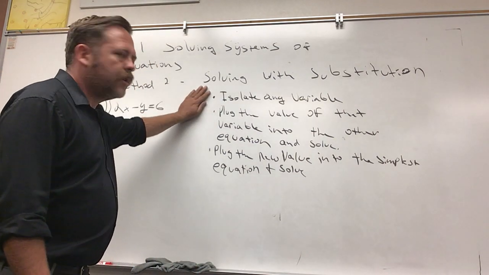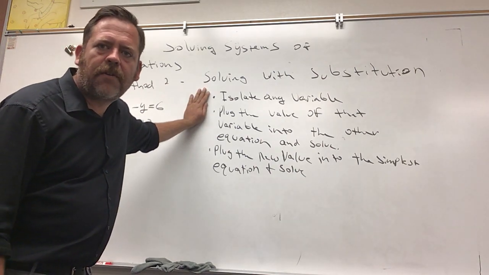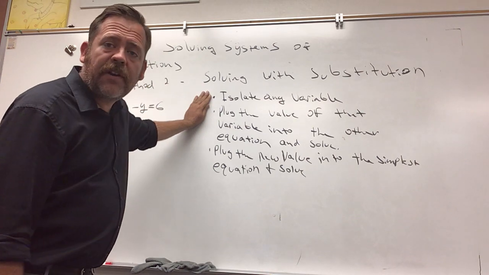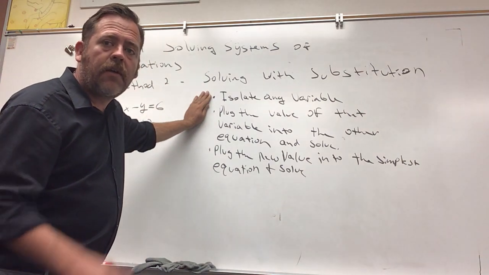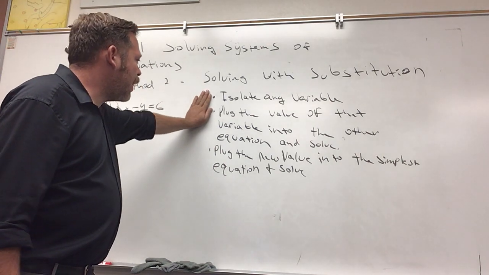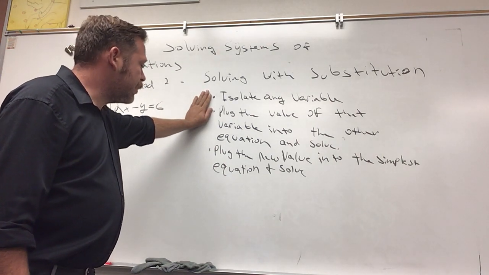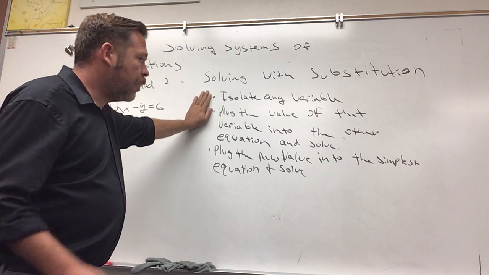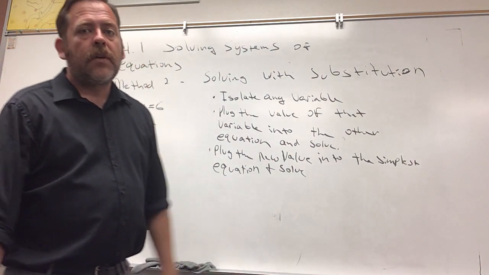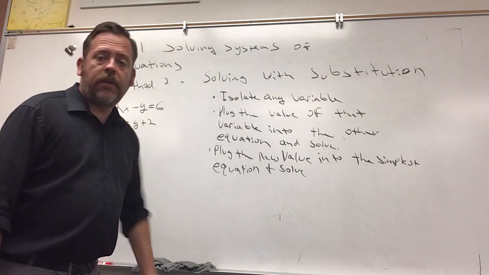And here are the steps. And I know you guys like it when you have steps to follow. You do one step at a time. So isolate any variable, the easiest variable to isolate. That's what you want to do first, from either of the two equations. Plug the value of that variable into the other equation and solve. Plug the new value into the simplest equation and solve. So as I go through this, I'll show you the steps.